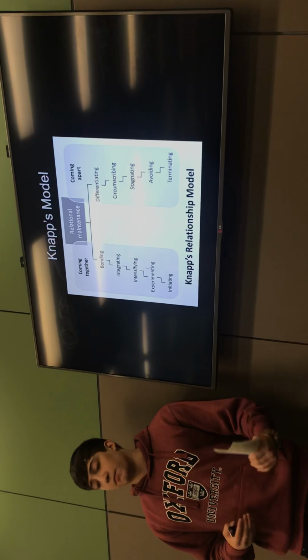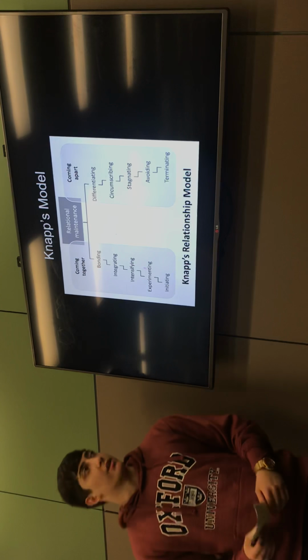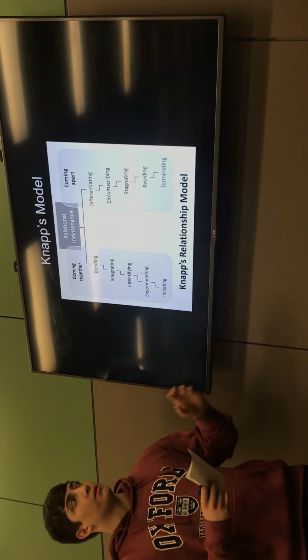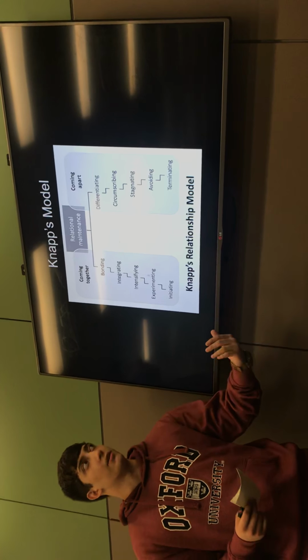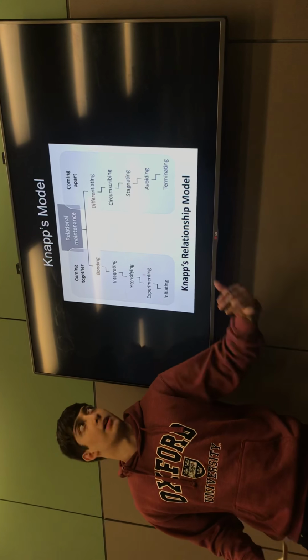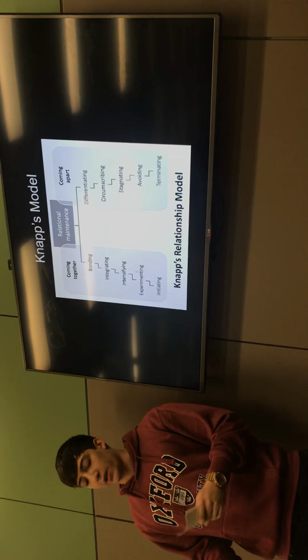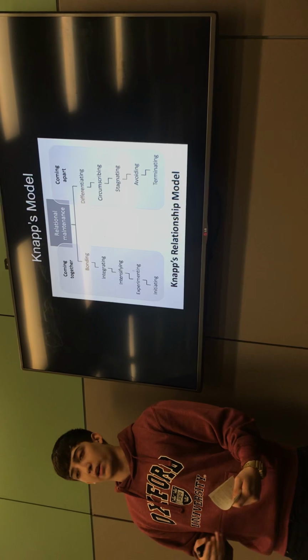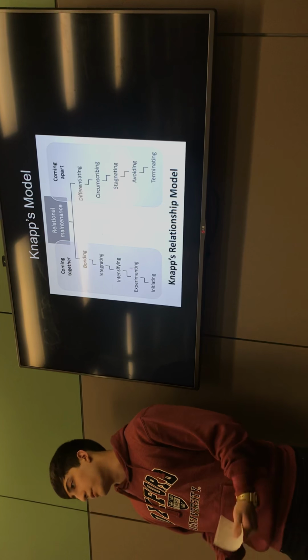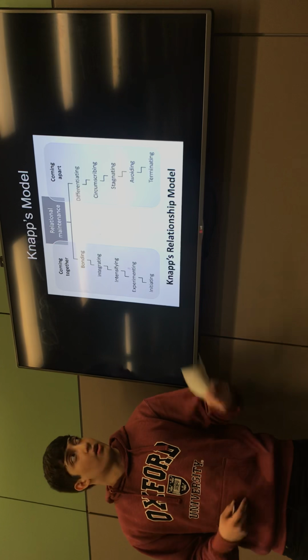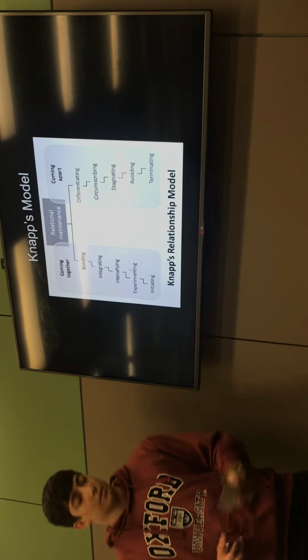This is Mark Knapp's model, his relationship model. It consists of 10 categories, subgrouped. The first 5 are subgrouped by coming together, and the final 5 are subgrouped by coming apart. This model explains how relationships grow and how they last, and also how they come to an end. They're categorized, like I said, into 2 different parts.